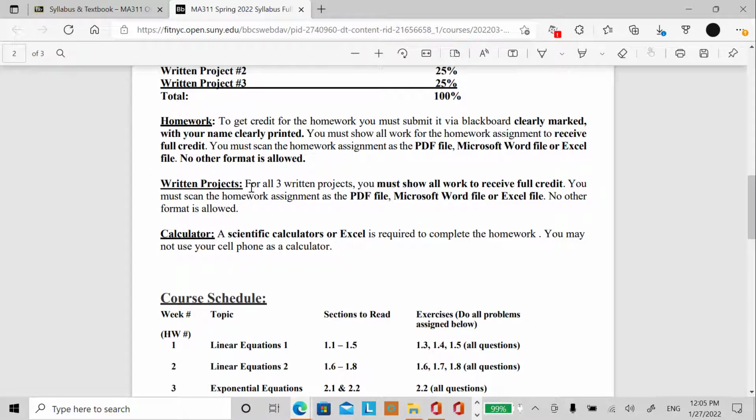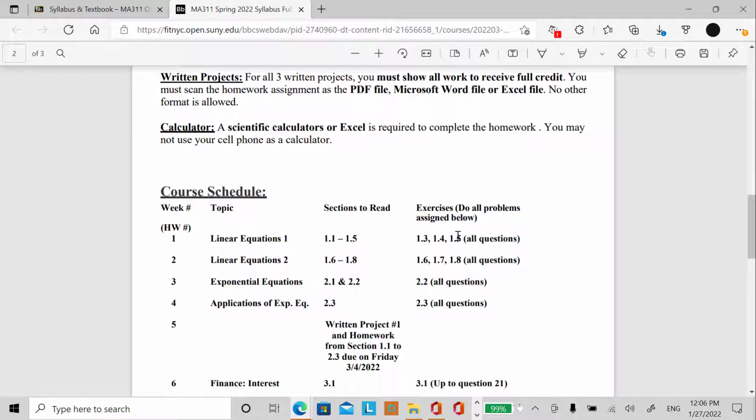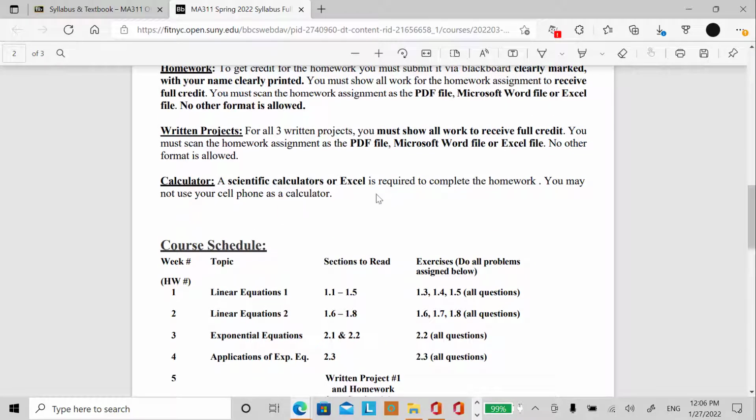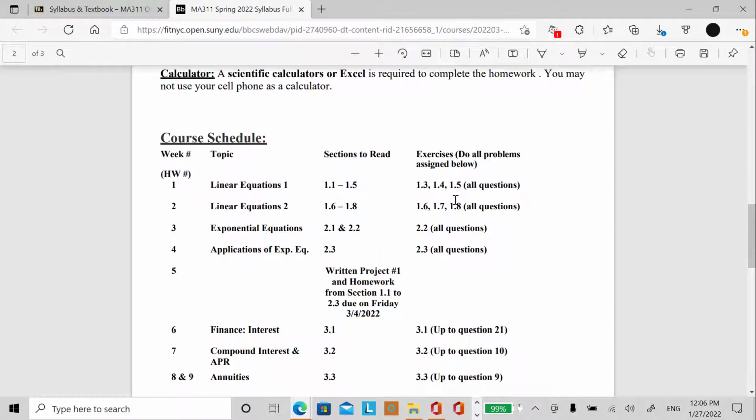For all three written projects, you must show all work to receive credit. You must scan the written project as a PDF file, Word file, or Excel file. No other format is allowed. Also, you need either a scientific calculator or Excel to complete the homework, and you should not use your cell phone as a calculator. The course schedule is listed.